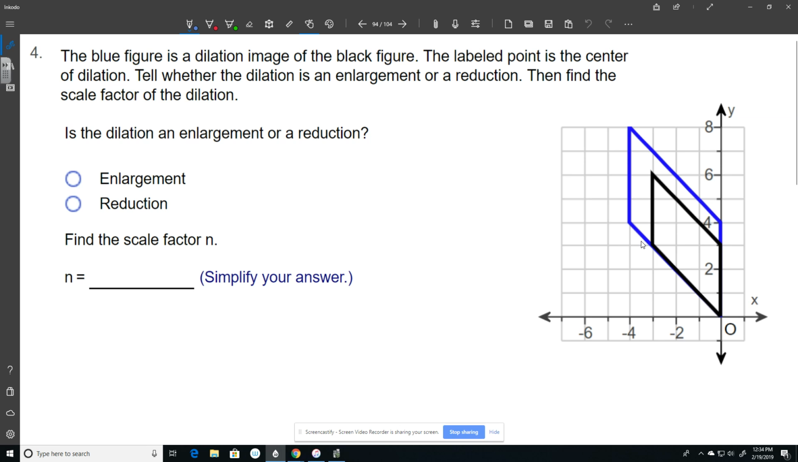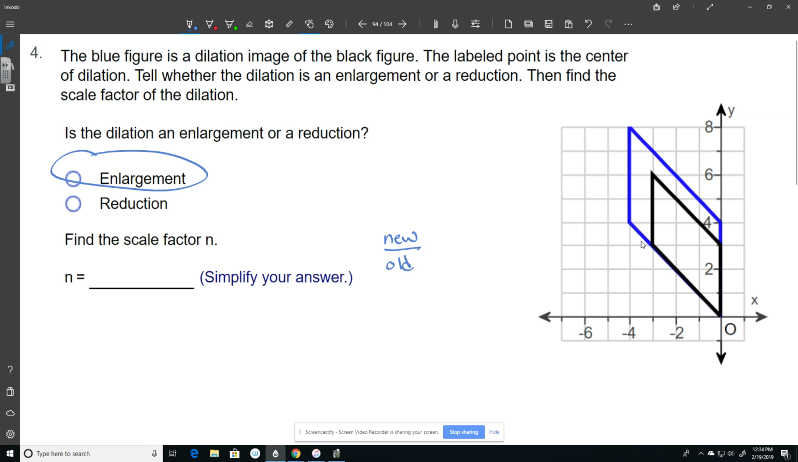So in this case, it got larger. It was an enlargement. Obviously, the blue one is bigger than the black one. And it wants me to find the scale factor, which again, remember, for scale, you take the new image and divide it by the old. So looking at my picture, I want to look at a side that is easy to measure. And I'm going to use this left-hand side right here.